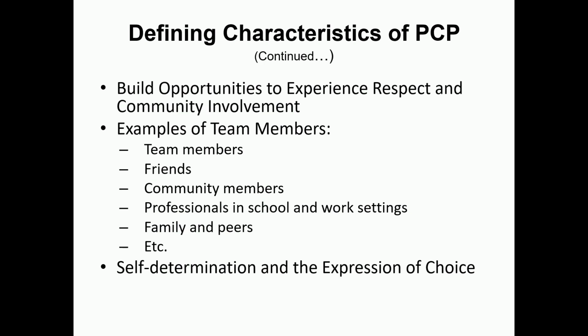We want to build opportunities to experience respect and have community involvement. Some examples of team members could be the members on support staff. It could be friends of the individual. It could be community members that they interact with. It could be professionals in school or work settings, along with family and peers. And it's important to make sure that individuals are allowed to have self-determination and to have that expression of their choices.